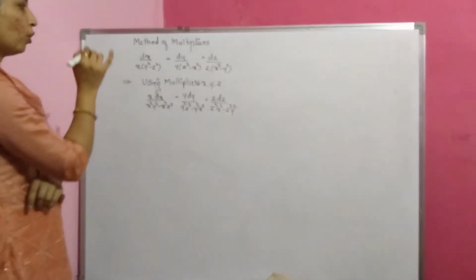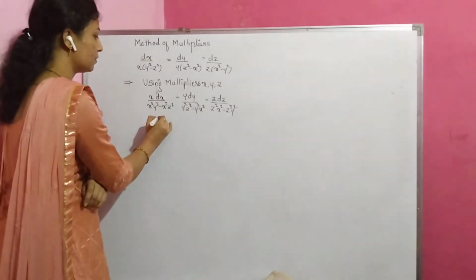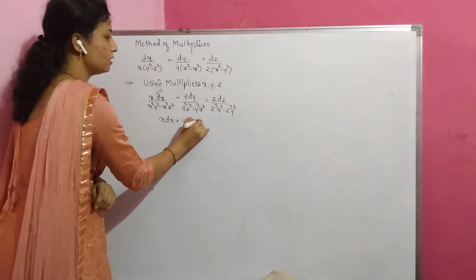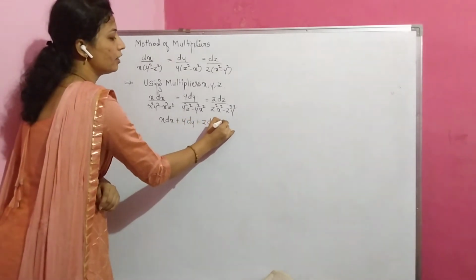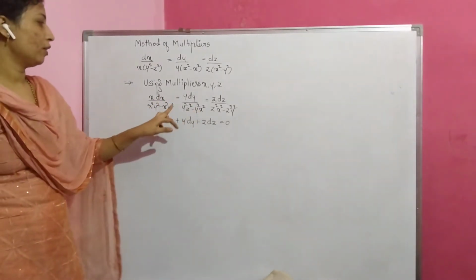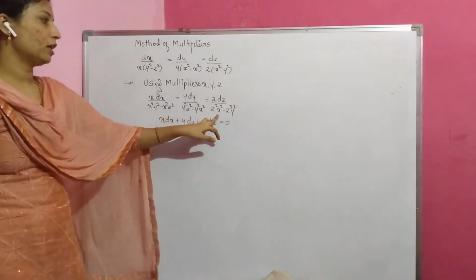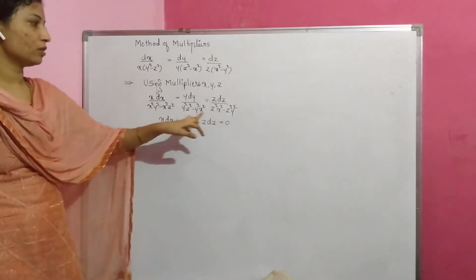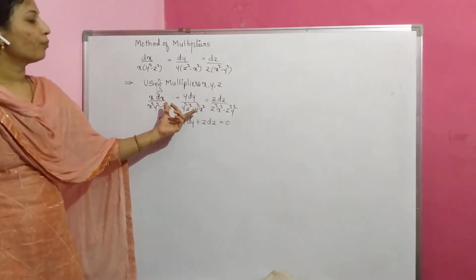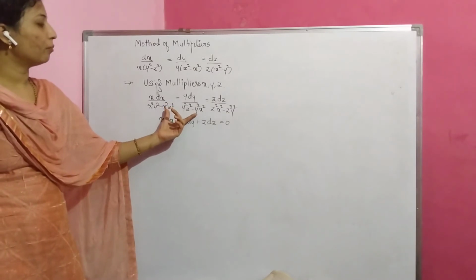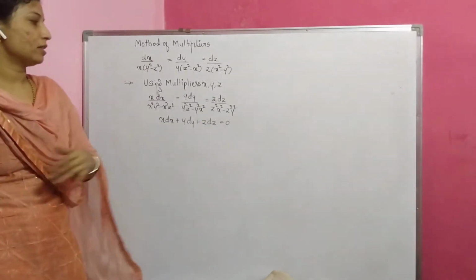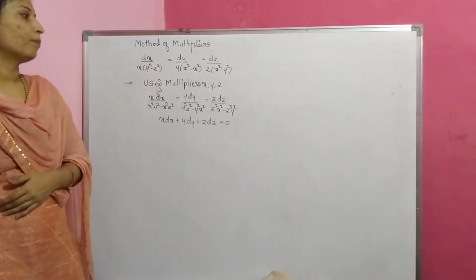So after adding these three terms, x dx plus y dy plus z dz is equal to 0, because the x square y square, minus x square y square, minus x square z square plus x square z square, plus y square z square and minus z square y square terms get cancelled. So we have made the denominator term 0. So x dx plus y dy plus z dz is equal to 0.